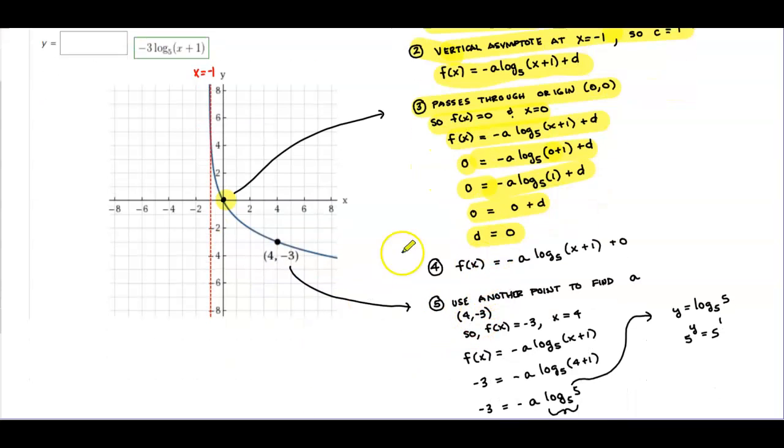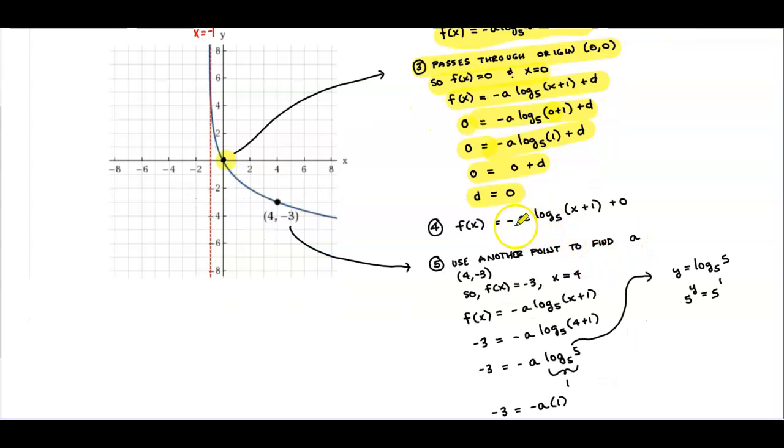So far, we have f of x, which is equal to negative a times the log of base 5 of x plus 1, plus 0. So we don't have to worry about that 0. Now the next thing we want to do is find this value of a. So we're going to pick another point on the graph. So this other point on the graph is (4, negative 3).